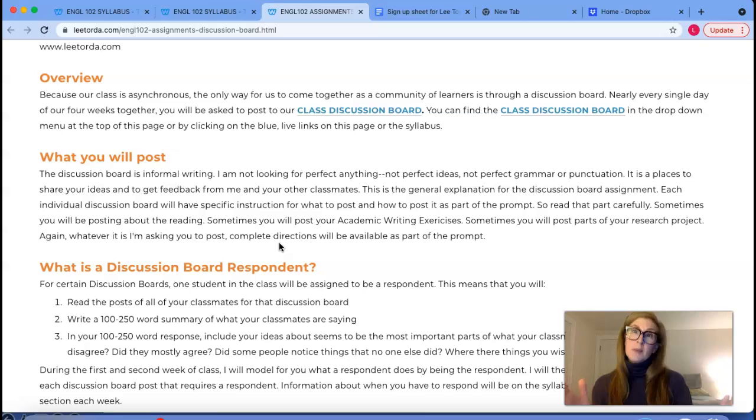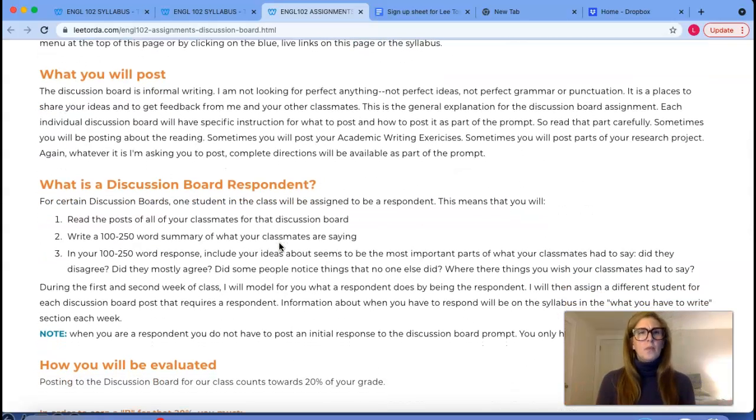So this is just a general explanation of the discussion board. For each specific discussion board post, I'll give you a prompt and give you any rules that I want you to follow when you're posting. Keep in mind that most discussion board posts are only 250 words or less. Every once in a while, I'll ask you to post something longer, but if I ask you to do that, that is related to your research project. So stuff for the readings or any watching or listening I ask you to do will always be pretty short, just 250 words, because I find nobody wants to read more than 250 words online. I certainly don't.